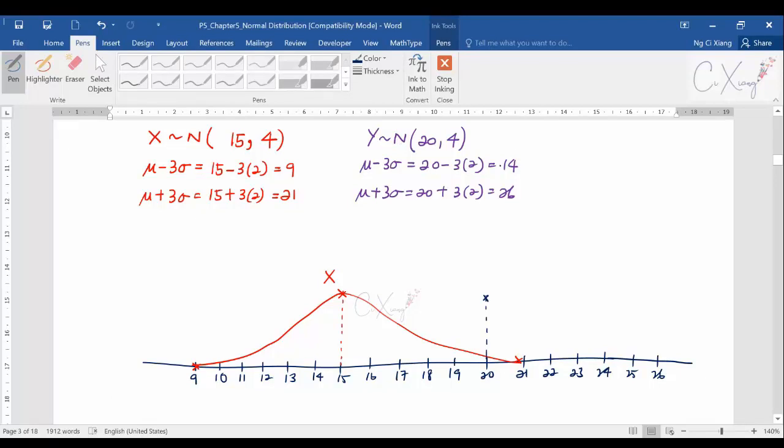Alright, so now you look at this, the ending value is 14, so 14 is here. Then you're having 26, so 26 is here. Therefore, if you put the height almost the same, then when you try to sketch the graph, the shape and everything should be almost the same. Alright, so we are actually using the mu minus 3 sigma and also mu plus 3 sigma as a reference for us to draw the normal graph.